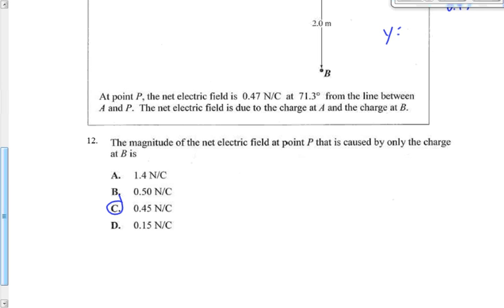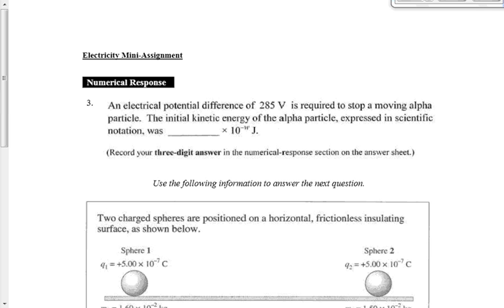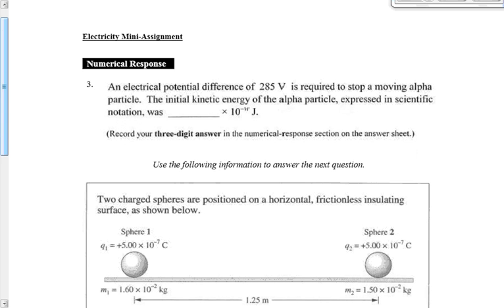Number 13, or 3, I should say. This is what we've been doing the last couple of days. We got an alpha particle here, which I'm going to circle in red because I'll probably make that the charge of an electron or something if I don't. An alpha particle slowing down.